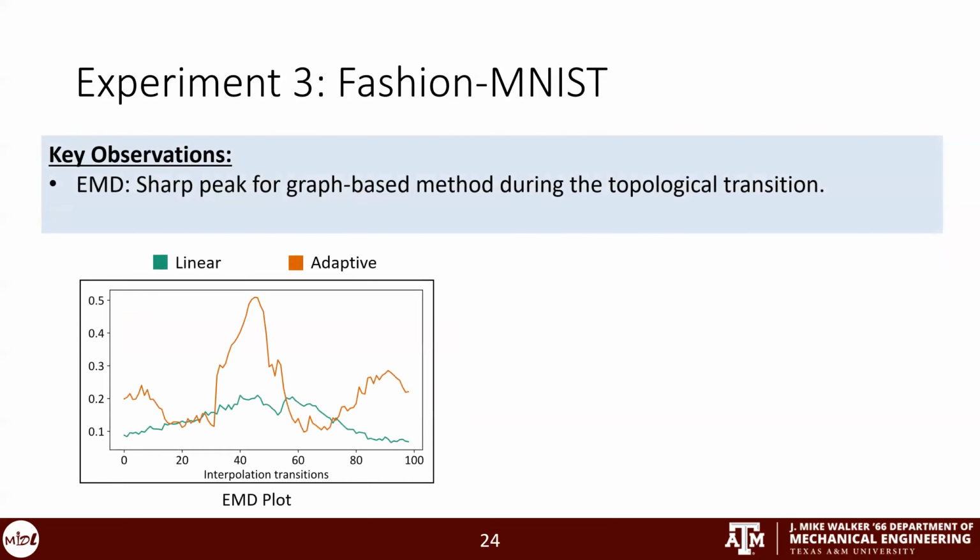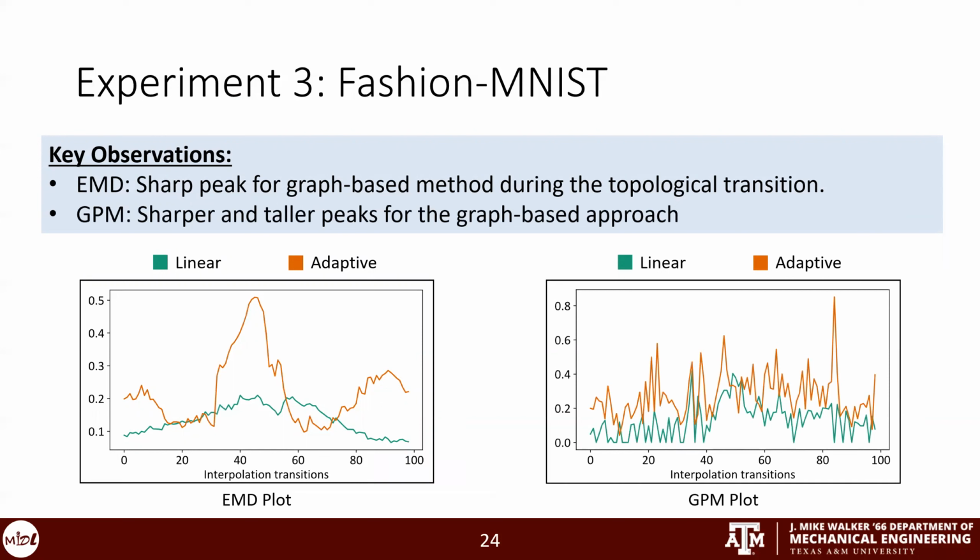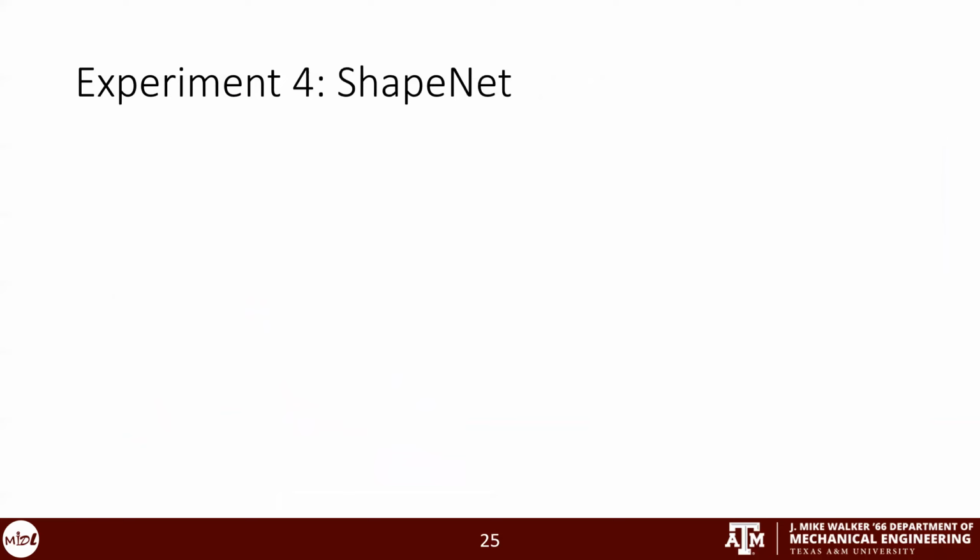Moving on to the evaluation metrics, the EMD plot for the graph-based approach shows a sharp peak during the topological transition, while the plot for the linear interpolation is comparatively smooth, likely due to the quasi-static nature of the transitions. The GPM plot also shows relatively similar trends across both the interpolation techniques, which show sharper and taller peaks for the graph-based approach. This is again likely due to the consistent transitions between the interpolated images.